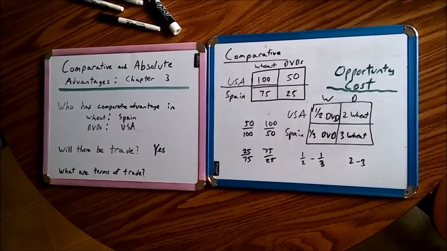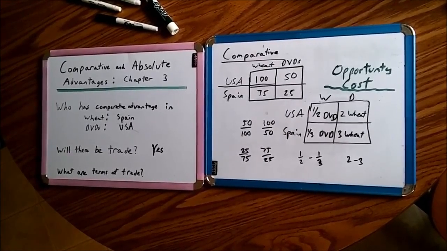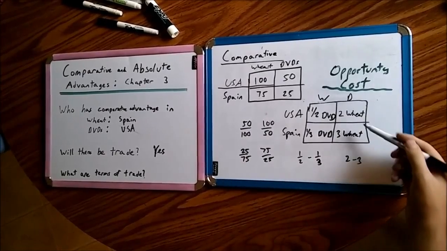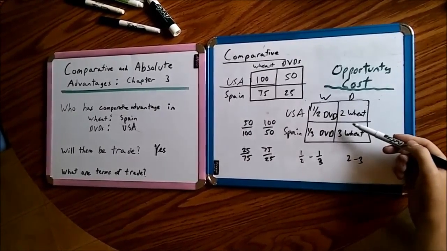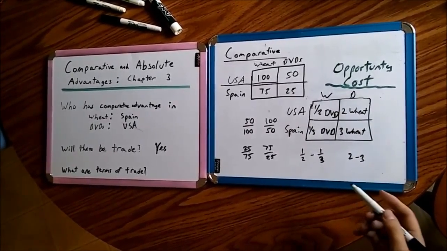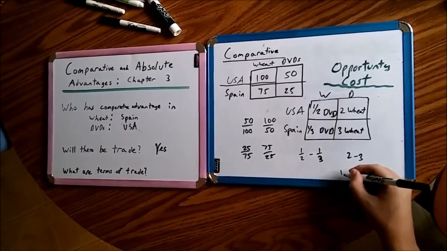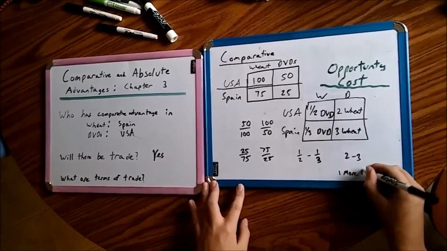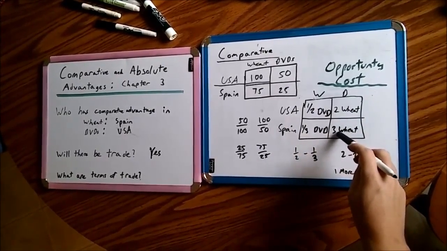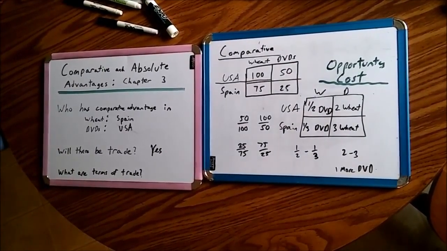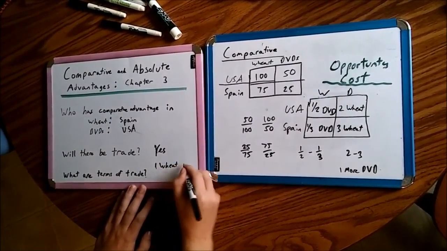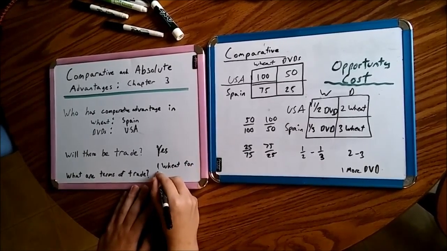But now, how much are we going to trade between each country? The easy way to look at that is looking at your opportunity cost table again. So what I like to do is I look at the more round numbers between 2 and 3 for DVDs. So if I wanted to produce one more DVD, I would then have to give up between 2 or 3 wheat in order to get this.